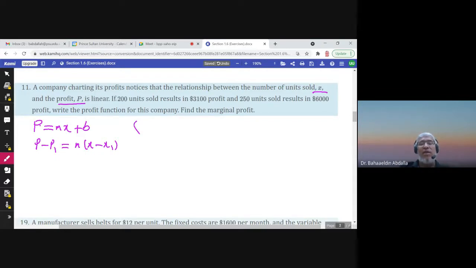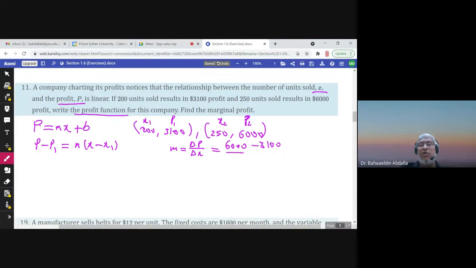I have been given that 200 units, so this is x1, sold, results in $3,100, this is the first profit. And another point, 250 units, so this is x2, will result in $6,000 profit, so this is P2. So we have 2 points, and the question: write the profit function for this company, and it's linear. To find the profit function, we need to find the slope. And the slope is delta P over delta x. So 6,000 minus 3,100 over 250 minus 200. You can use the calculator and find the answer. So the slope in this case is 58.